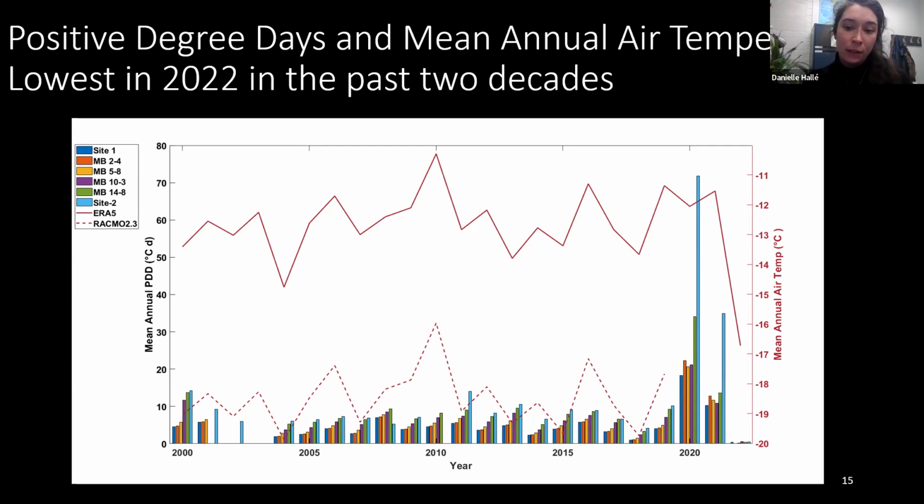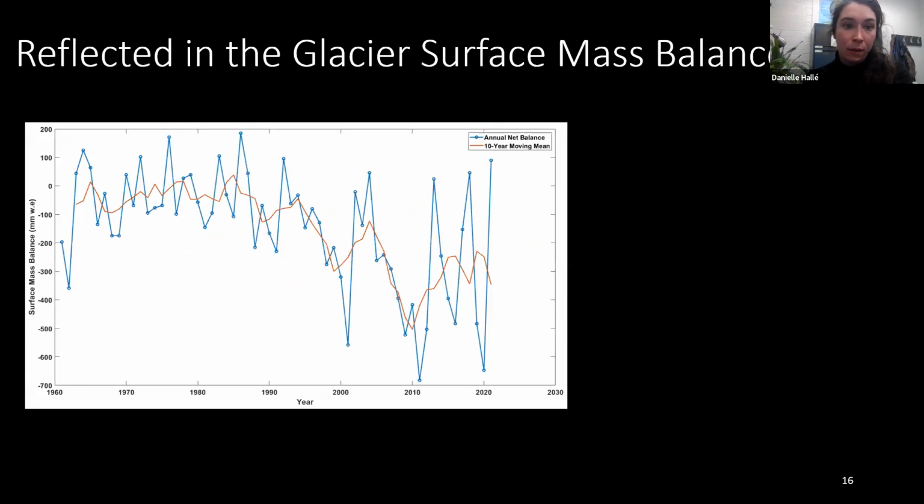But across the entire time series, you can see in 2022 that this has the lowest positive degree days throughout the time series, which means that it was a fairly cool year in the Canadian Arctic in terms of firn conditions and climate. So this is also reflected in the glacier mass balance record. So this is the glacier mass balance record since 1959.